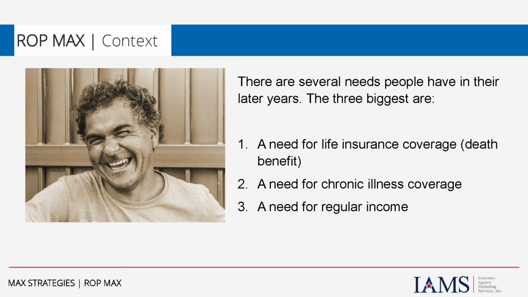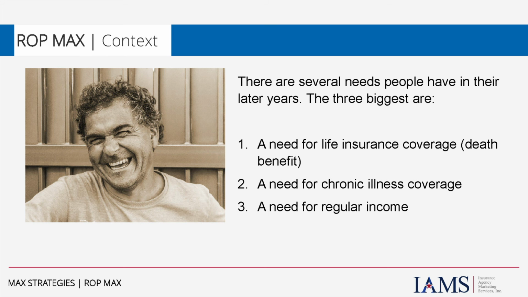When we get into our later years, so we're approaching retirement or in retirement, we have a lot of needs and concerns, but three of the biggest that we see are a need for life insurance coverage. So again, we want to make sure that our final expenses are taken care of, that any outstanding debts we have are taken care of, and we just don't want to burden our loved ones with anything we may have left behind financially. A second need is for chronic illness coverage.